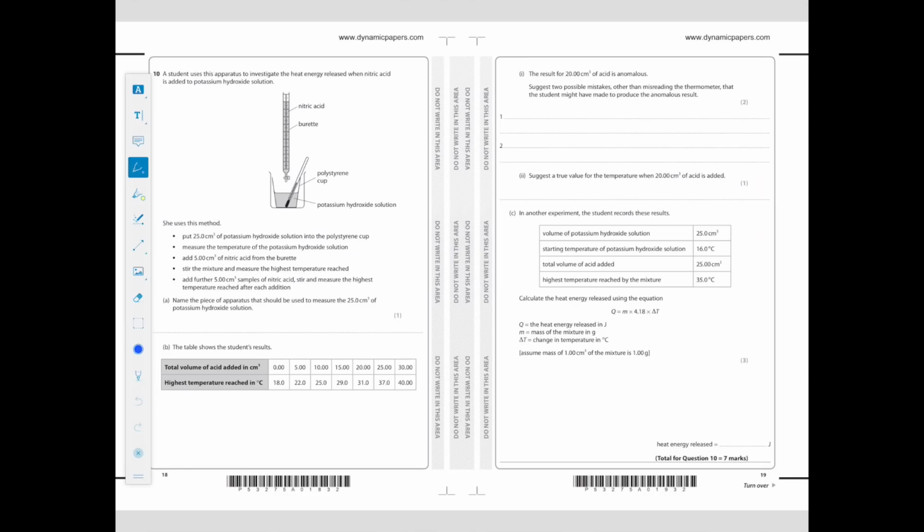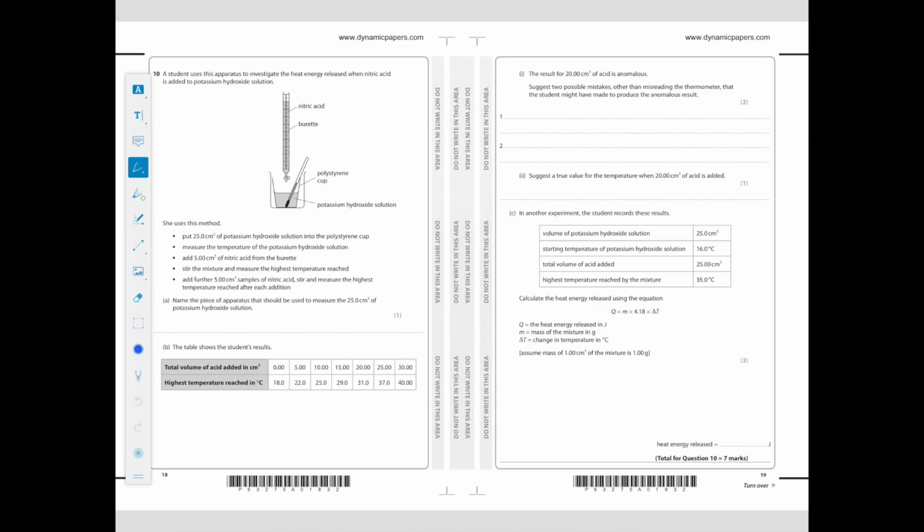Name the piece of apparatus that should be used to measure the 25 cm³ of potassium hydroxide solution. So you need a fairly precise piece of apparatus here, which is why you should state either a pipette or a burette. Measuring cylinder would not be precise enough. The table shows the student's results. So here she's got the different volumes of acid and the highest temperature reached, and we can see the highest temperature was reached when the largest volume, 30 cm³ of acid, was added.